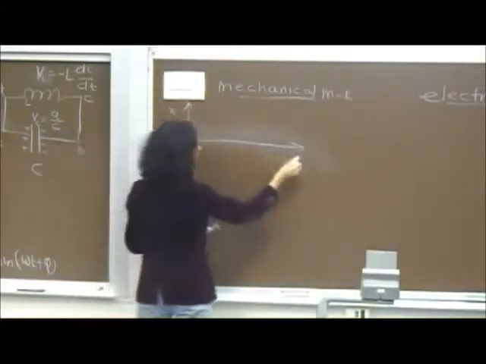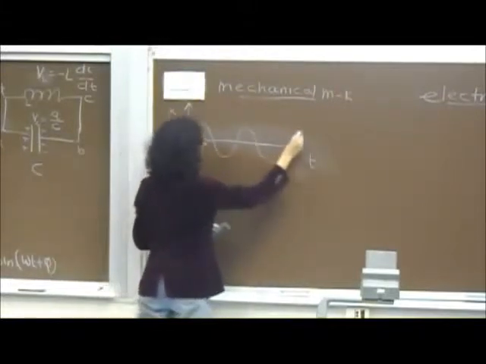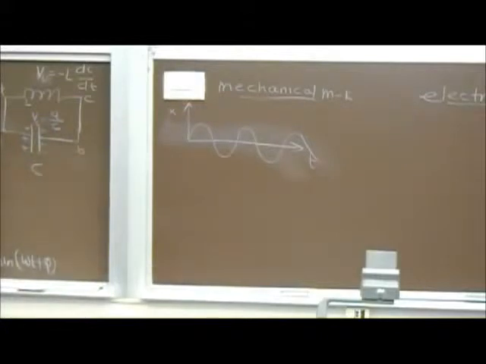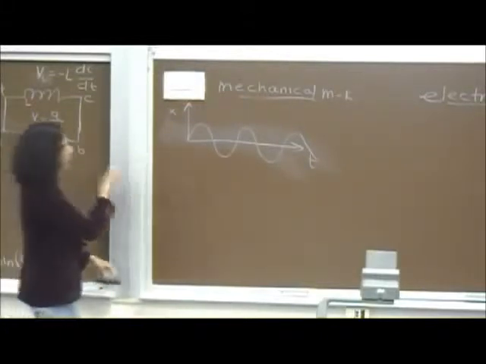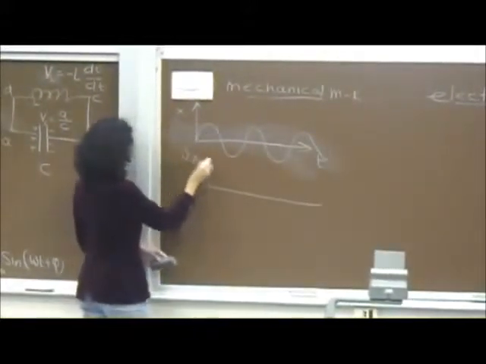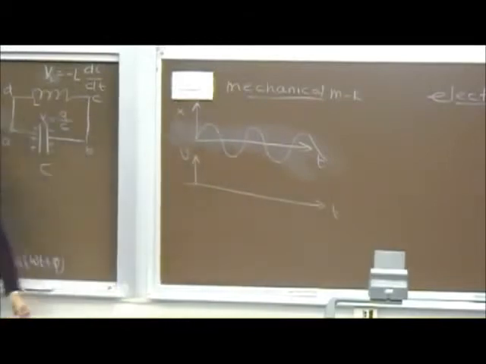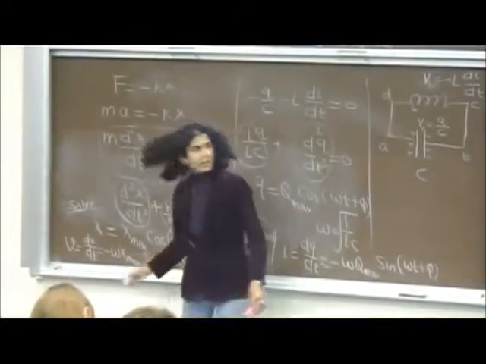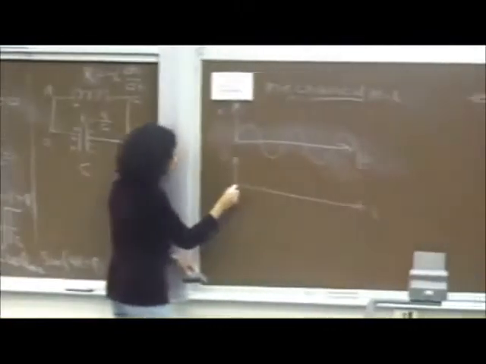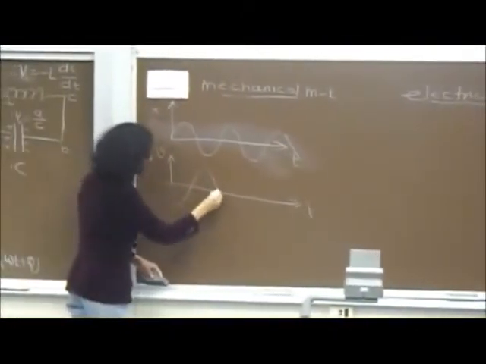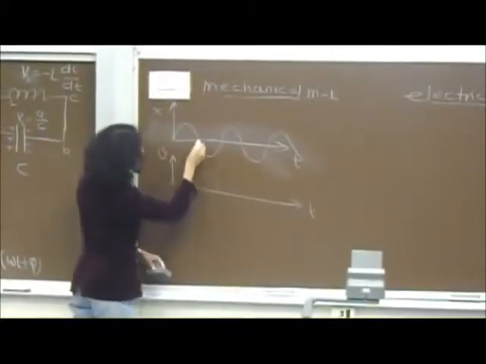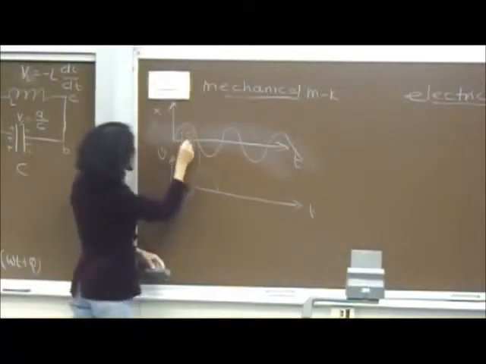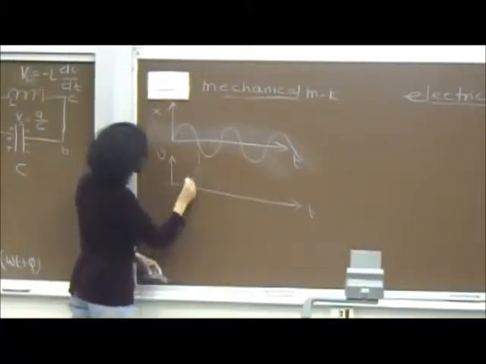Suppose you draw X as a function of time, and you draw it like this. This is your X equal to X max cosine of omega t plus phi. Then what will be your V as a function of time? Anybody wants to tell me? Do you see that it's out of phase: minus omega X max sine omega t. So if we are starting with zero, it will first of all start with negative maximum and go like this. When this thing is zero here, this thing should be maximum. When this is maximum here, this thing should be zero, etc.